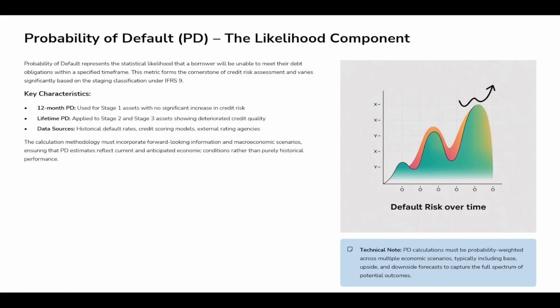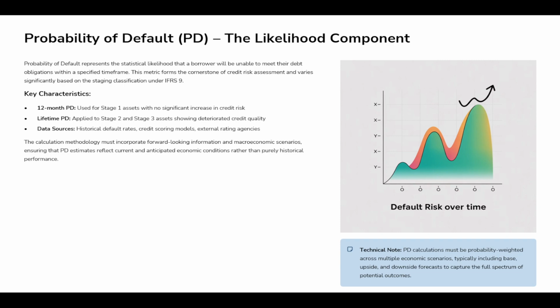First, probability of default, or PD. This represents the likelihood that a borrower will fail to meet their obligations. Under IFRS 9, we use two types of PD: the 12-month PD used for Stage 1 assets, and the lifetime PD used for Stage 2 and Stage 3 assets. PD must always incorporate forward-looking information, such as macroeconomic scenarios.